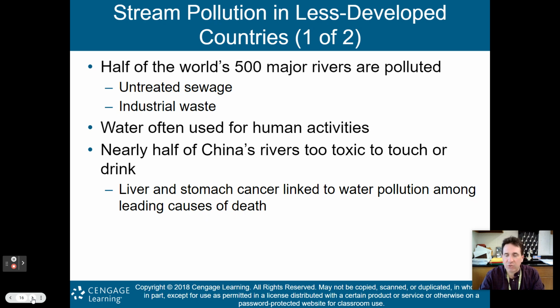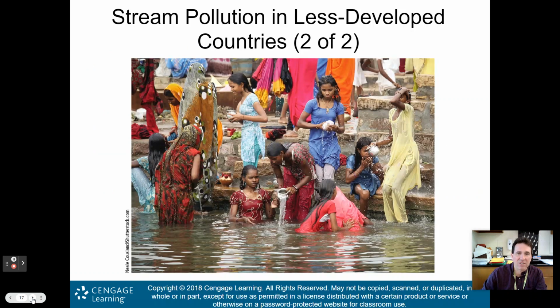Water, though, is often used for human activities, so this is a big issue. Nearly half of China's rivers are too toxic to touch or drink. Liver and stomach cancer has been linked to water pollution, among the leading causes of death in China. This is India. In India, the Hindus have a ritual where they wash themselves daily as part of their holy ritual. But unfortunately, they also clean their clothes in this river, and this river is polluted with animal and human waste. So think about that.